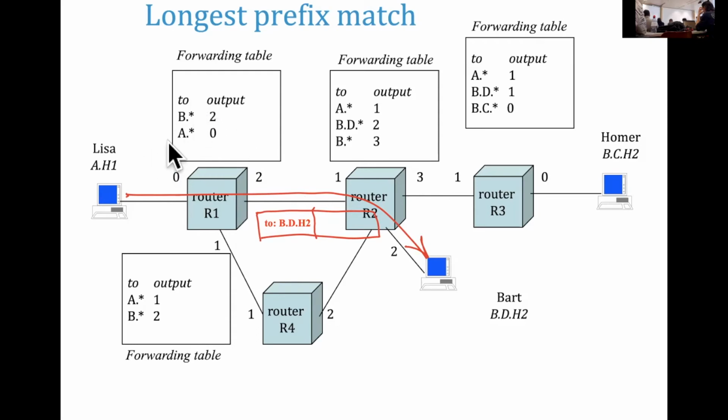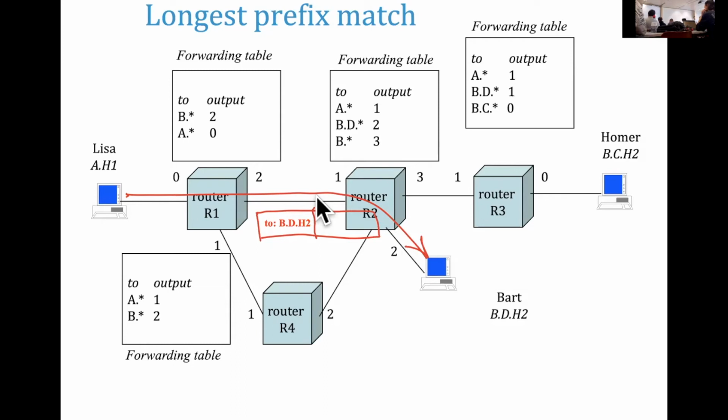Well, it means this router R1 will forward this packet to interface number 2. Therefore, this packet is received by R2. R2 does the same thing. It will match the destination IP address with each line in its forwarding table. In fact, it matches two lines. Lines 2 and 3 both match this address. This address is both B dot something and also B dot D something.